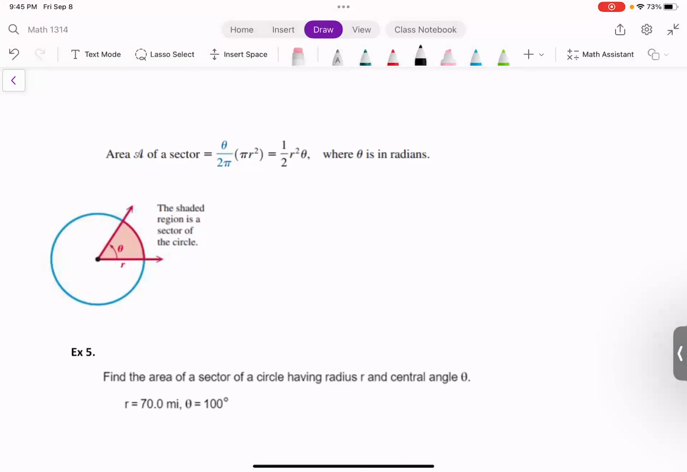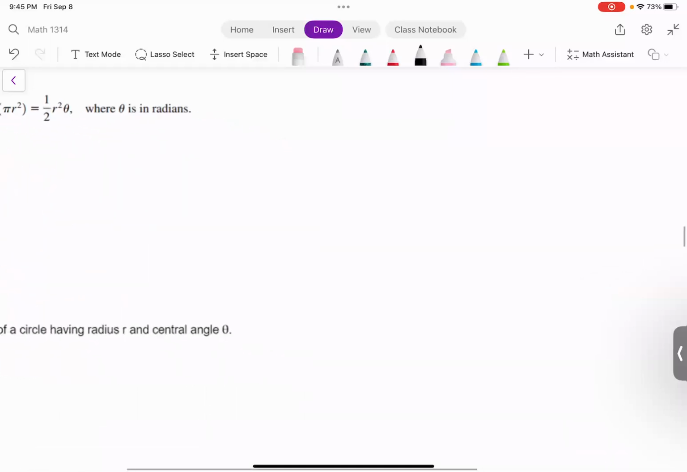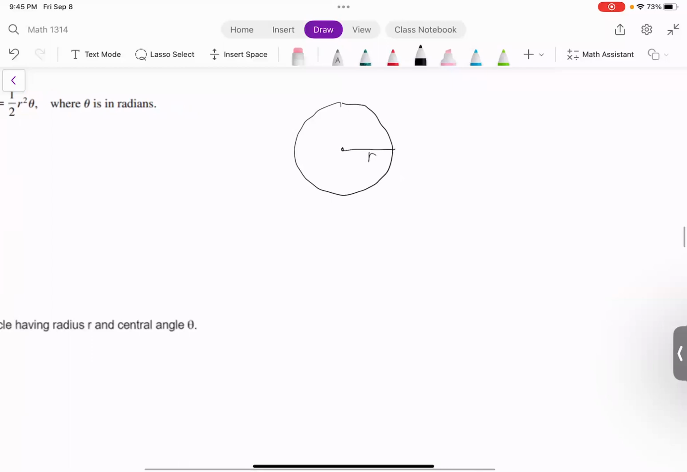Area of a sector. We talked about the arc length of a sector. Now let's see how to find the area of the sector. Let me ask you, if I have a circle and a radius r, what is the area of this?